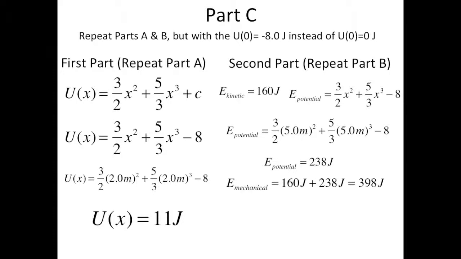Now, to calculate the mechanical energy, we add the kinetic energy and the potential energy together, and we get 398 joules. Now that we know this is the mechanical energy of the system, the next step is to solve for the final velocity. As it goes through the origin, the amount of energy of the system is going to stay the same because we are told that we have a conservative force acting on our object. So we plug in our mass, 20 kilograms, and we solve the equation, and we get 6.3 meters per second as our final answer.